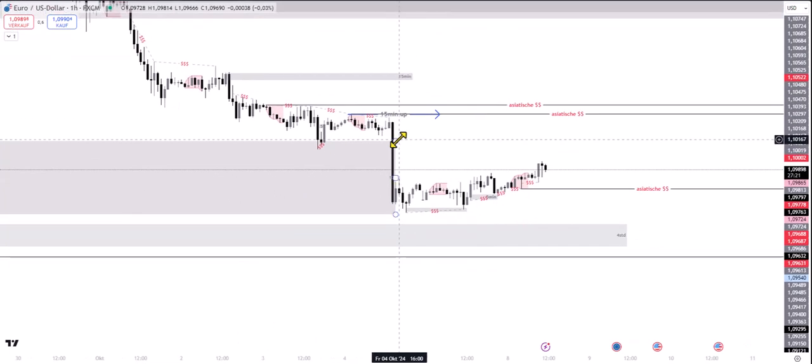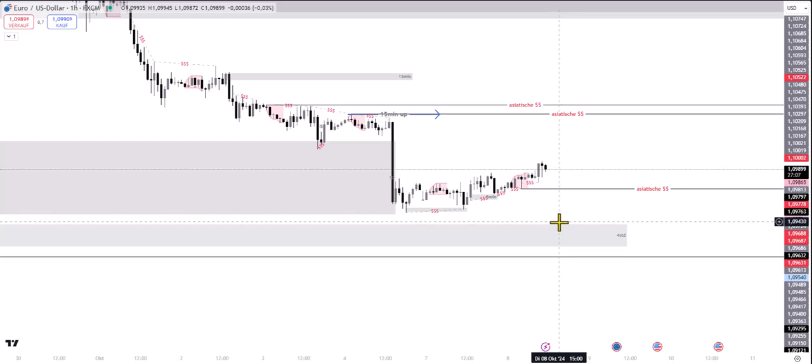But the problem is price actually has formed a lot of liquidity here out below. So there's also a probability that price might also dump again. Price might also sell off again here to take out all this liquidity.